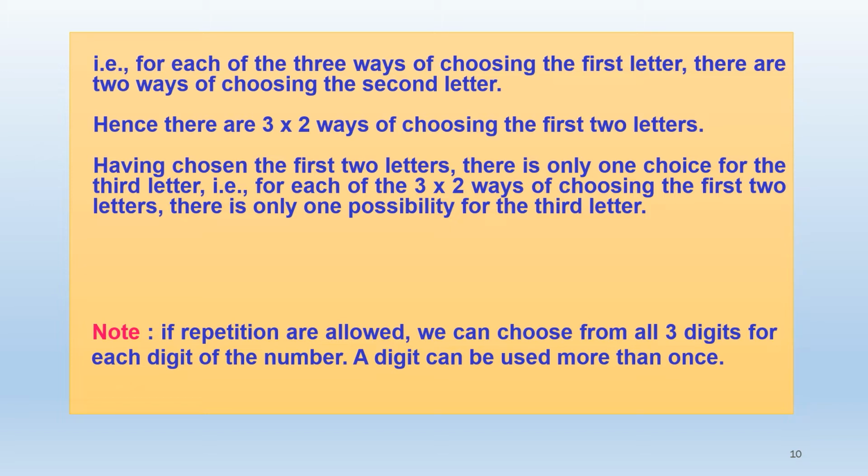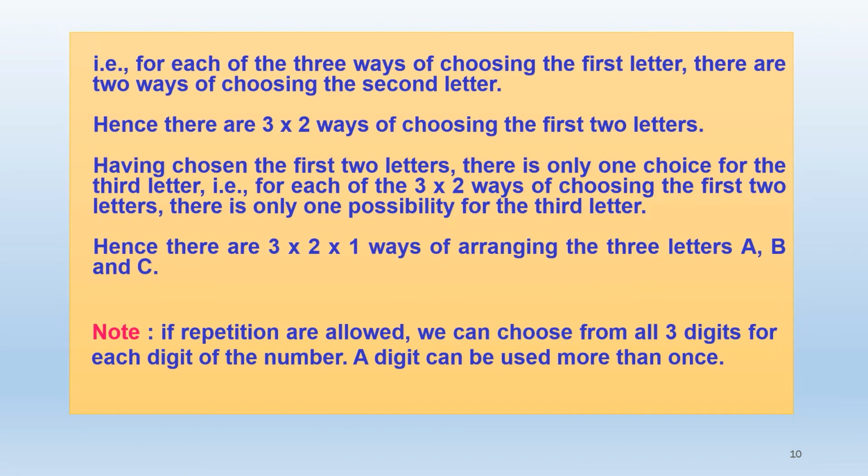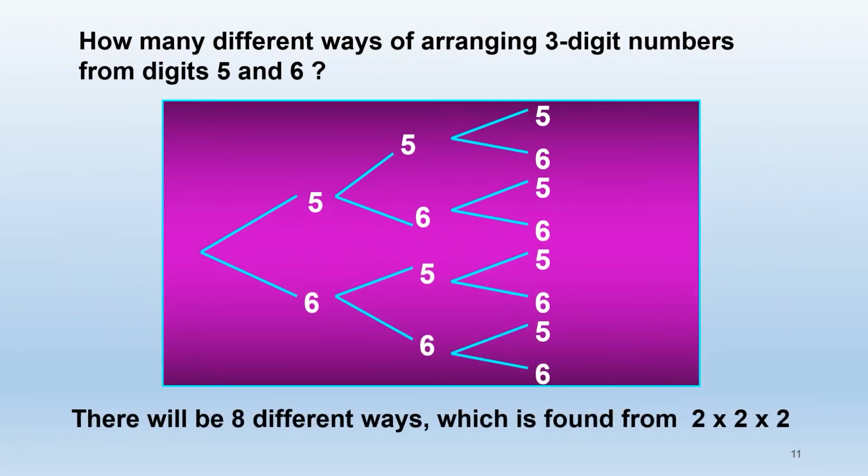Kalau pengulangan dibenarkan. Okay, so yang tadi tu we will have like 3 multiply with 2 multiply with 1 ways of arranging the 3 letters A, B, C. So you multiply this one, you will get 3 times 2, 6 times 1. So you will have 6 ways of arranging letters A, B and C. Okay, how about this one?